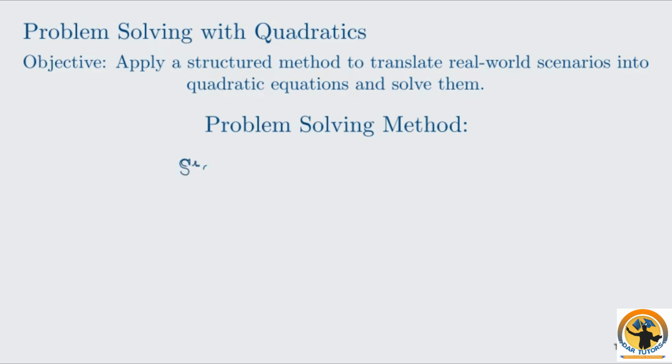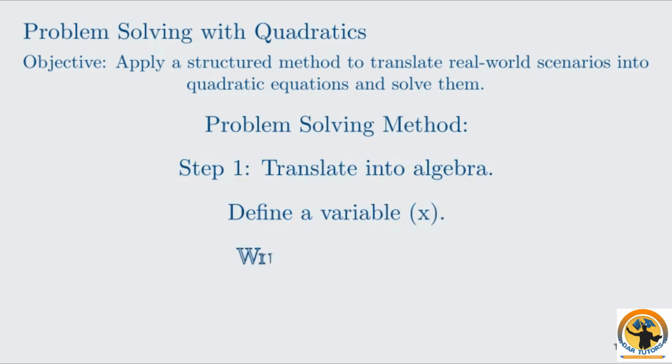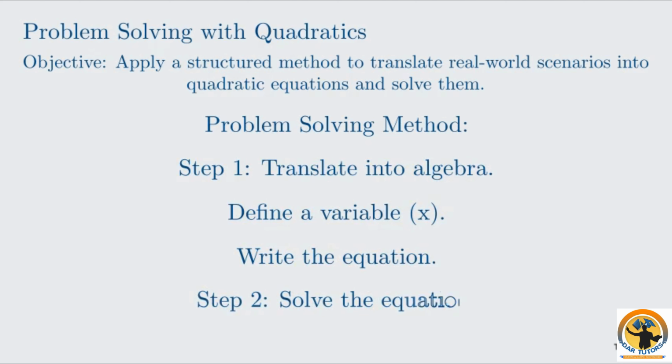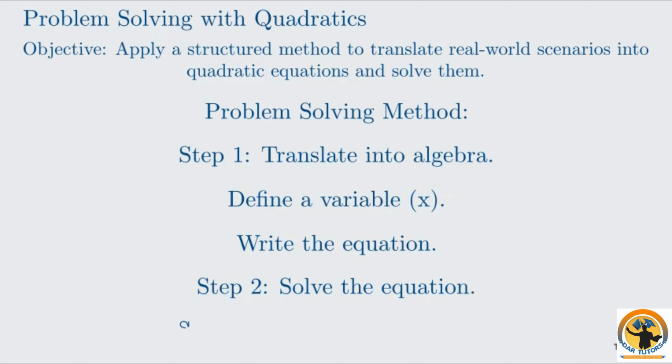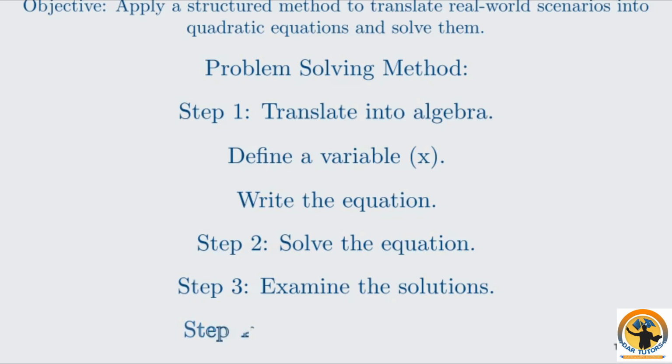Step 1. Translate the problem into algebra. Define a variable. Write down the resulting equation and include units. Step 2. Solve the quadratic equation using an appropriate method such as factoring, the quadratic formula, or completing the square. Step 3. Examine the solutions. Many real-world quantities cannot be negative or fractions. Reject any unreasonable solutions. Step 4. Give your answer in a clear, complete sentence that directly answers the question posed in the problem.